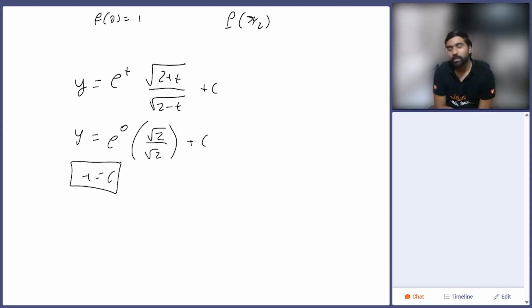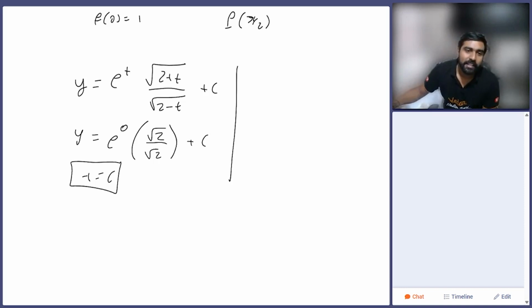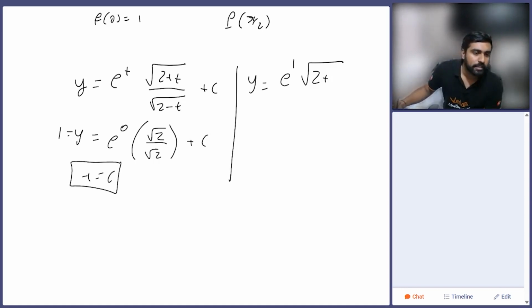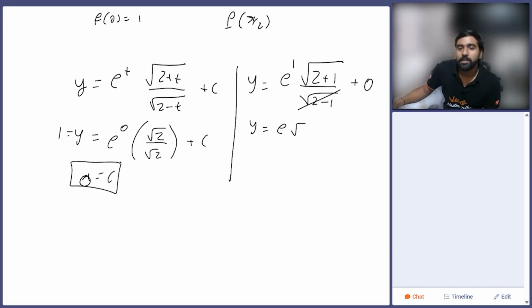And the moment I've got the value of c as minus 1, I can find f of pi by 2, wherein what will I do? I will substitute t, basically sin x I had substituted, so sin x will be 1. So I'll get y is equal to e power t, that is 1, into root of 2 plus t, which is 1. Oh, sorry, y of 1 is given to you as 1, right? So c will be equal to 0 only, 1 equal to 1. So 2 plus 1 divided by root of 2 minus 1 plus c, which is equal to 0. So this is 1, don't really care. So I'll get e into root 3. So at x equal to pi by 2, y will be e root 3.